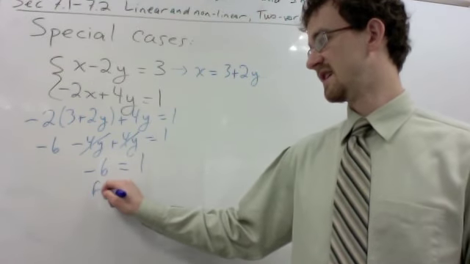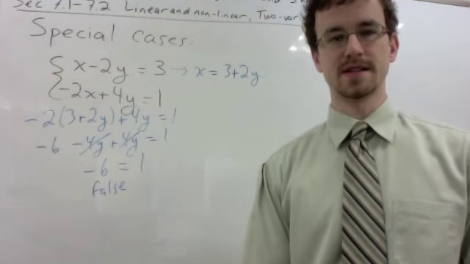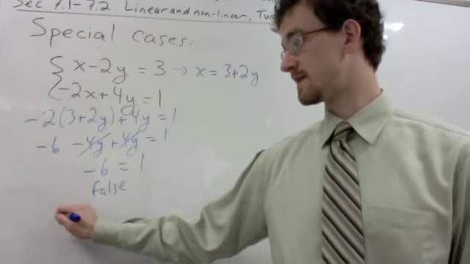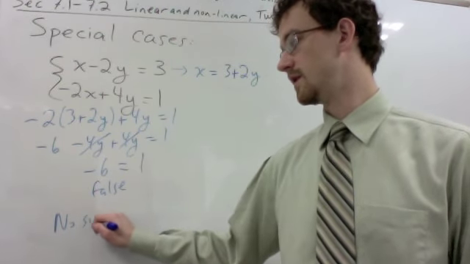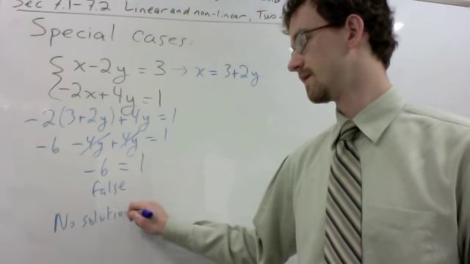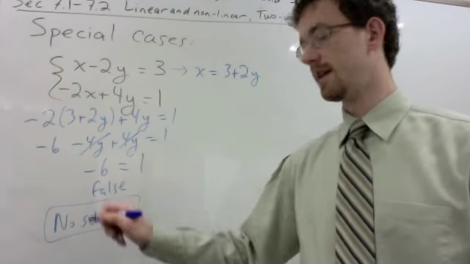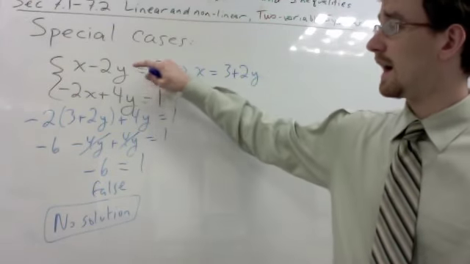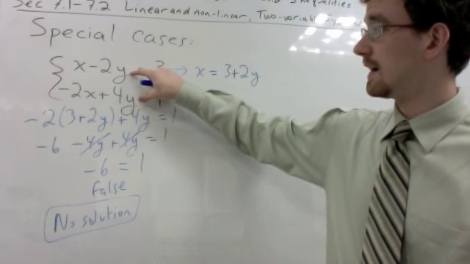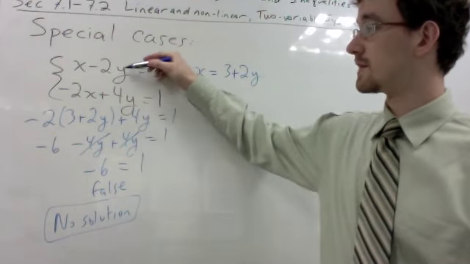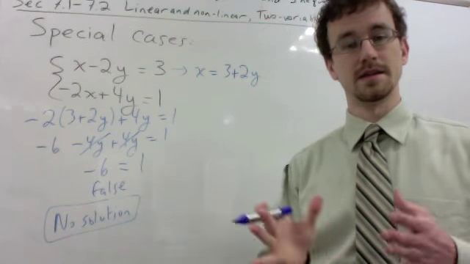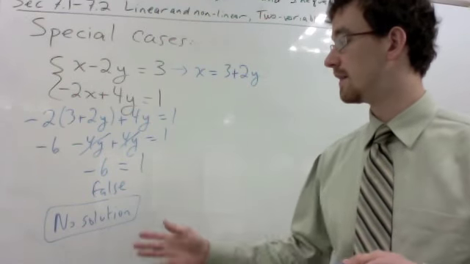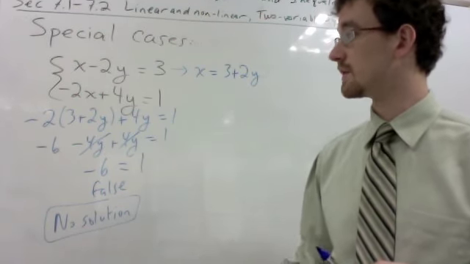This is a false statement. Negative 6 is not equal to 1, and therefore this system has no solution. That is one of our special cases, the system that has no solution. And it happens in the case of linear systems when the two lines that these equations represent are parallel. There winds up being no solution.